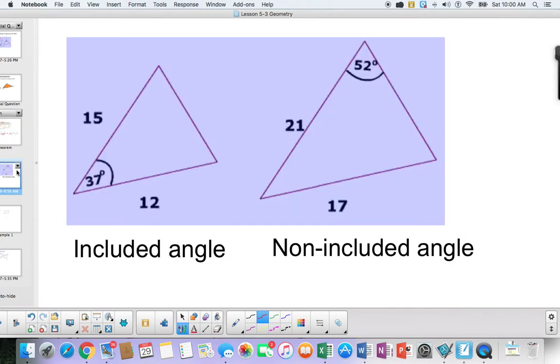Before we go any further, let's talk about included angle versus non-included angle. Included angle means it's the angle found between the two sides that you are talking about. So 15 and 12, this is the angle formed by the two sides. This is a non-included angle. The included angle would actually be this, and non-included means that it's not between the 21 and the 17.